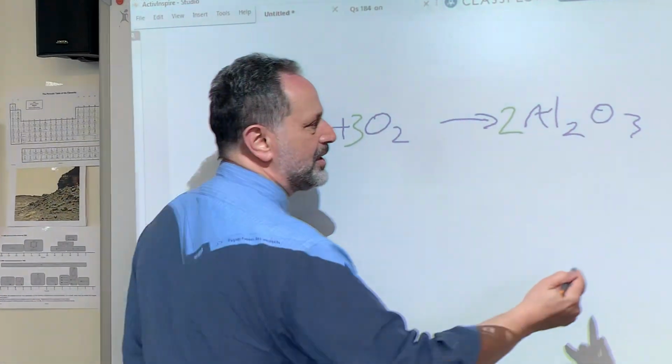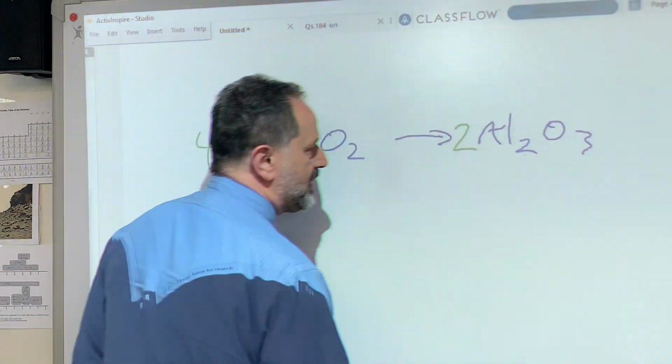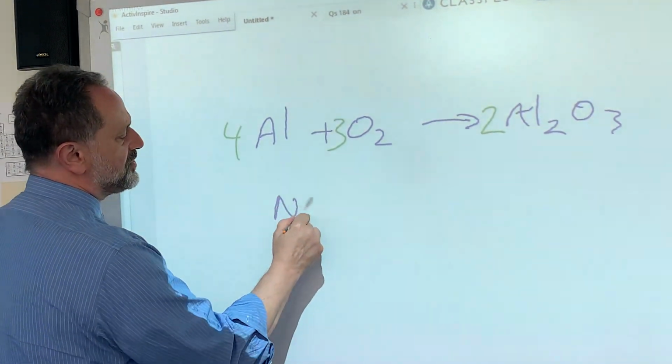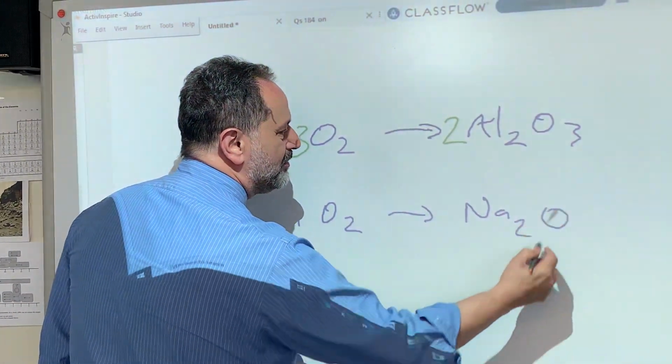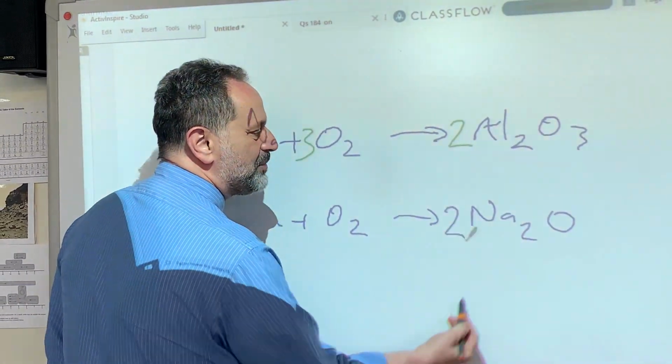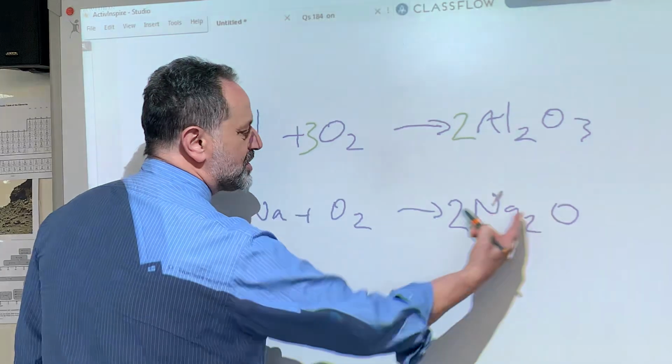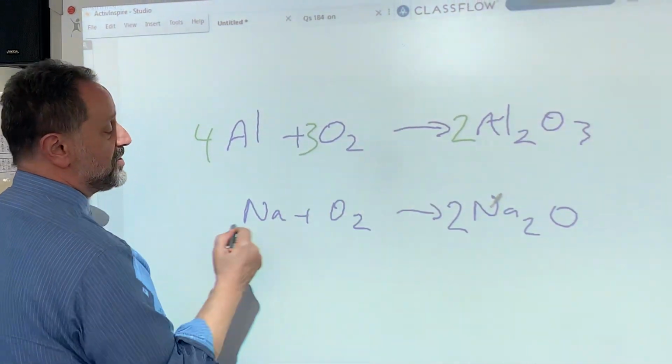It works all the time. Let's say, for example, you react sodium plus oxygen, to produce Na2O, odd number, isn't it? Multiplied by 2. 2 oxygen, 2 oxygen. Leave it, 4 sodium, 4 sodium.